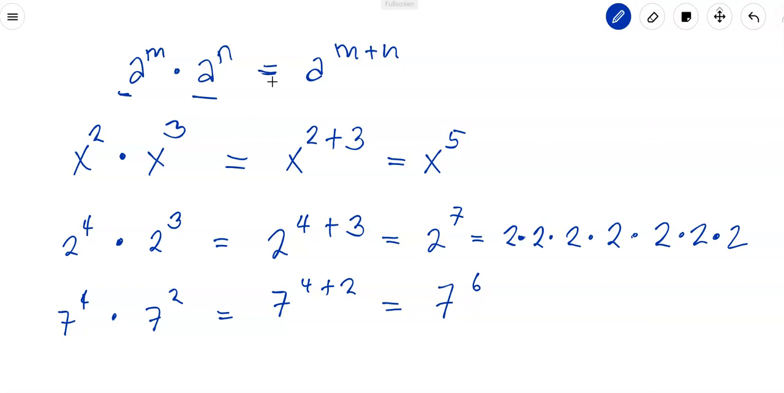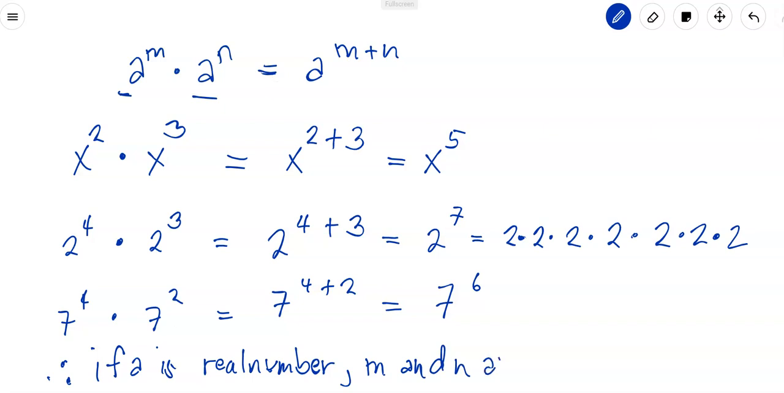So it says that if a is a real number, and m and n are integers, meaning they can be positive or negative, then we can say that a to the power of m times a to the power of n equals a to the power of m plus n.